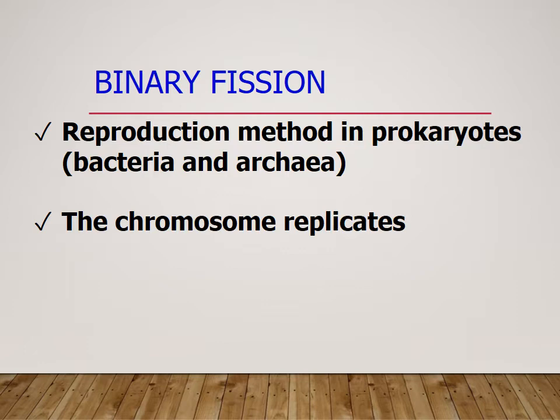In the process of binary fission, an organism replicates its genetic material or DNA and then divides into two parts via cytokinesis, with each new organism receiving one copy of DNA.